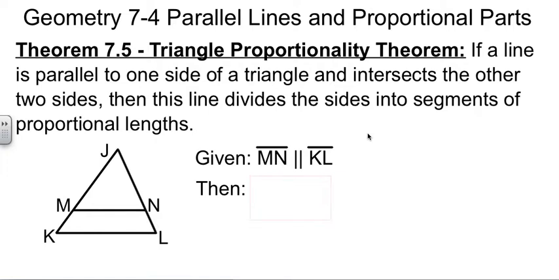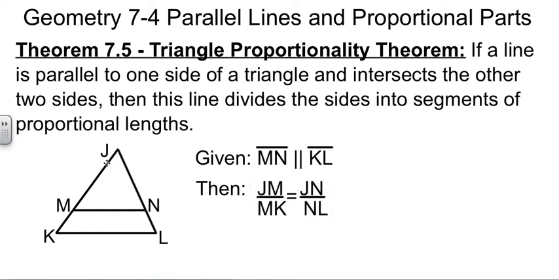What we've got going on here is a line parallel to one side of a triangle, and that line goes through the other two sides. Specifically in this picture, I'm talking about segment MN. It's parallel to KL, and it's intersecting the other two sides of the triangle. Then this line divides the sides into segments of proportional lengths. So this line breaks these two sides into proportional ratios.